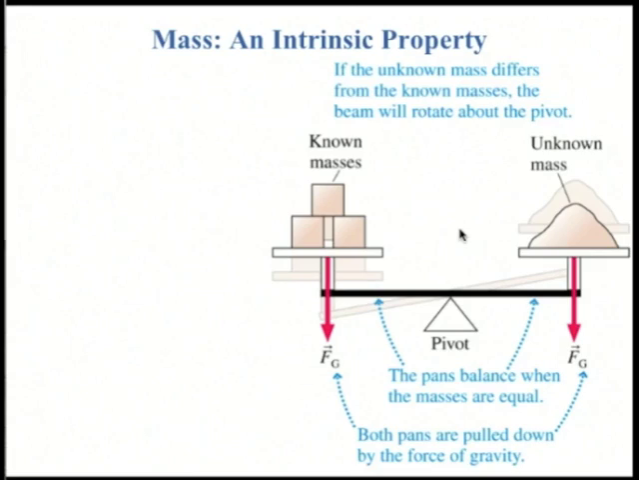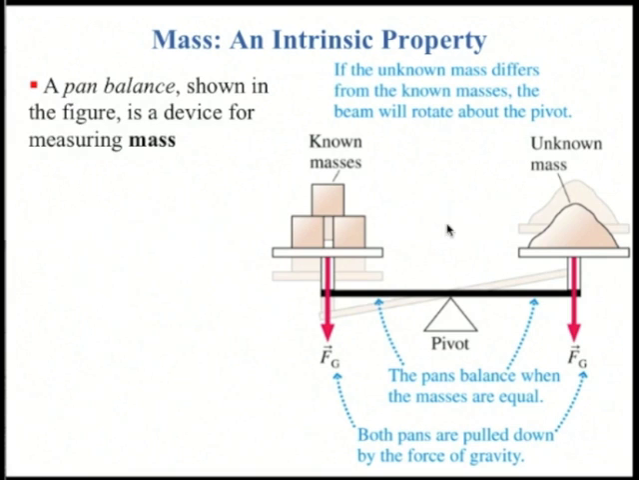Okay, section 6.3 on mass, gravity, and weight. Mass is an intrinsic property. Here is a simplified view of the essential properties of a pan balance. The way it works is you have known masses on one pan, which is connected by a pivot to some unknown mass sitting on another pan. And if the unknown mass differs from the known mass, the beam will rotate about the pivot.